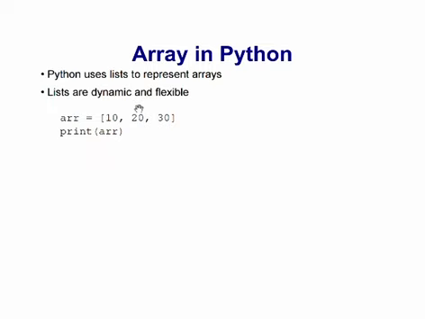Here we create an array with values 10, 20 and 30. So if I say print 0, what will the list check? It checks the index value. If I say print 0, the output will be 10.